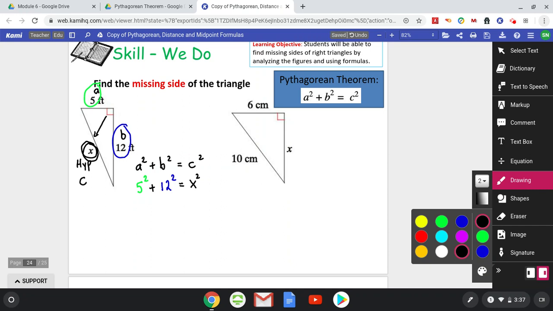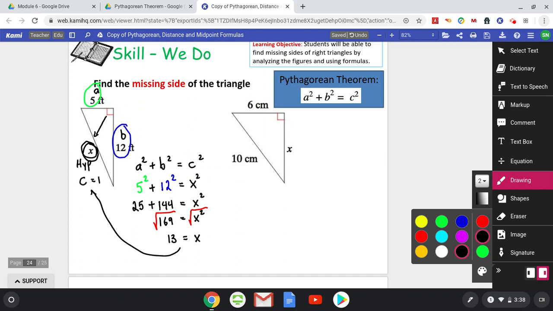Now we are evaluating: 5 squared is 25, plus 12 squared is 144, equals x squared. In this problem, we add the two numbers on the left-hand side. 25 and 144 gives us 169, equals x squared. Now we need to take the square root of both sides in order to solve for x, and the square root and the squared cancel out. We get x equals 13. That means the value of c is equal to 13.